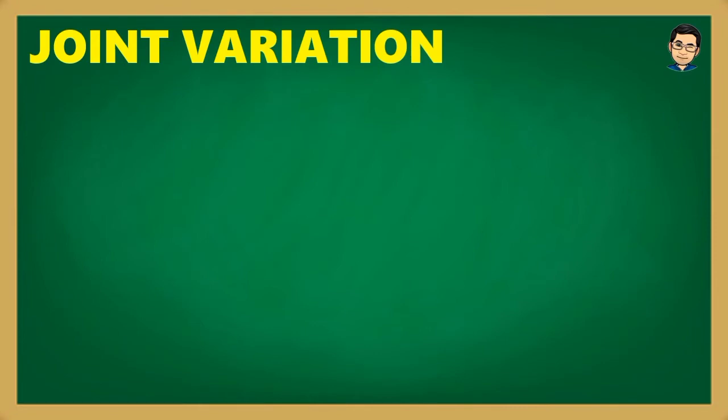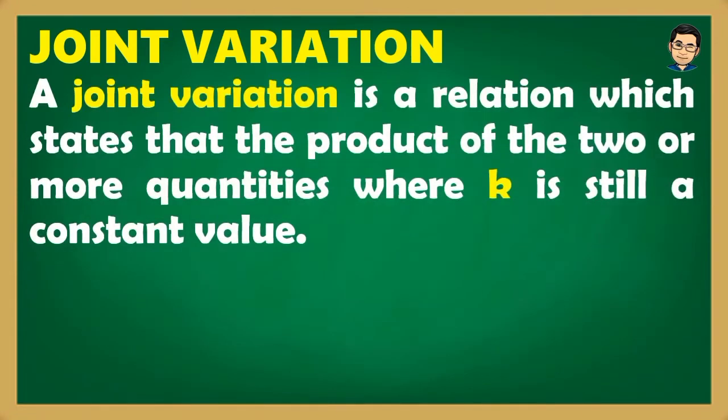So, let's have joint variation. When we say joint variation, it is a relation which states that the product of the two or more quantities where K is a constant value. So, it is the product of two or more quantities. Dun po kasi sa unang dalawang variations, dalawang quantities lang po ang involved doon. Dito po sa joint variation, since we're talking about joint, ibig sabihin, more than two.